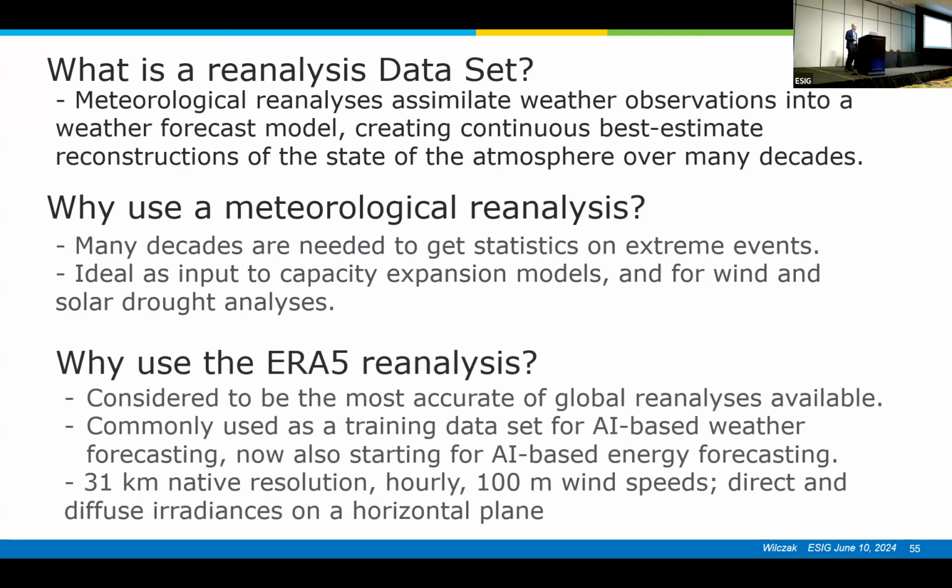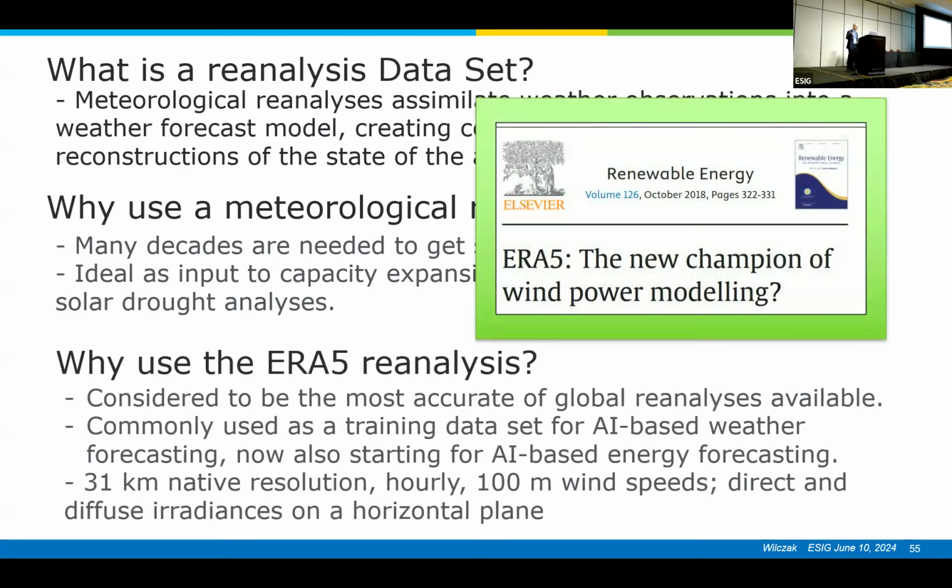Yeah, so the ERA-5 reanalysis, again, one of the reasons that it is used so frequently in the community is it's considered one of the best that are out there. And John already mentioned this article, hailing it as a champion for wind power modeling. And I put quotes on this champion. So we'll look at some of the problems that actually exist on it.